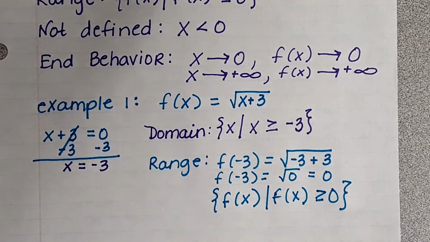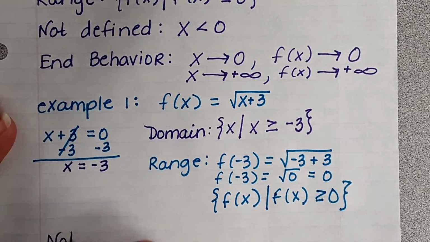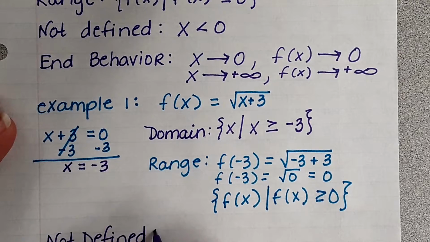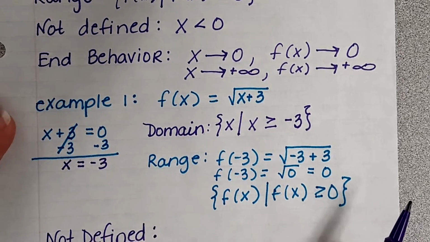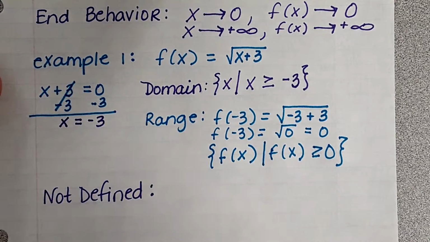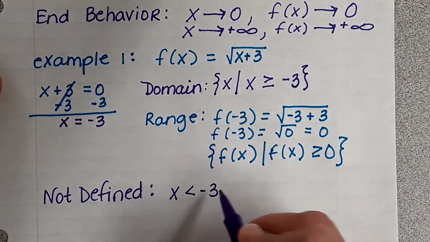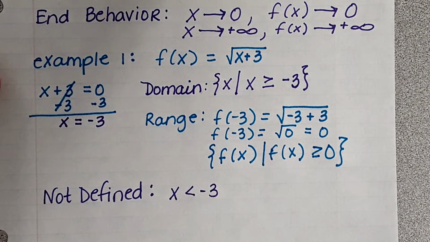So there's two things that you can determine from what we just found. The one where the function is not defined. So again, not defined is where you can't graph it, okay? So basically it's undefined or not defined when x is less than negative 3. So anything less than negative 3, you can't graph the square root function.